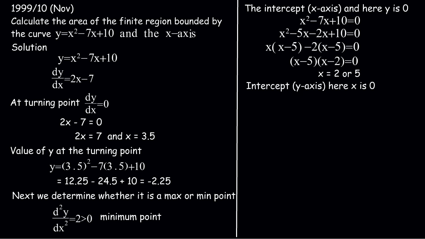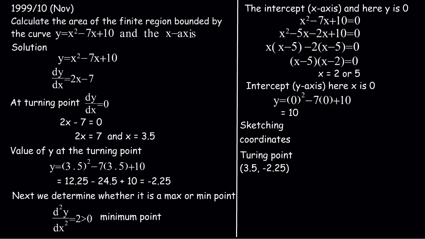Now to get our y-intercept, s will be equal to 0. So doing the same and substituting s equals to 0 in our equation, y will be equals to 0 squared minus 7 in bracket 0 plus 10, which will make y equals to 10. So our different coordinates are: at turning point 3.5 and minus 2.25, at s-intercept 2 and 0 and 5 and 0, and at y-intercept 0 and 10. So sketching using these coordinates, our sketch is going to be this.